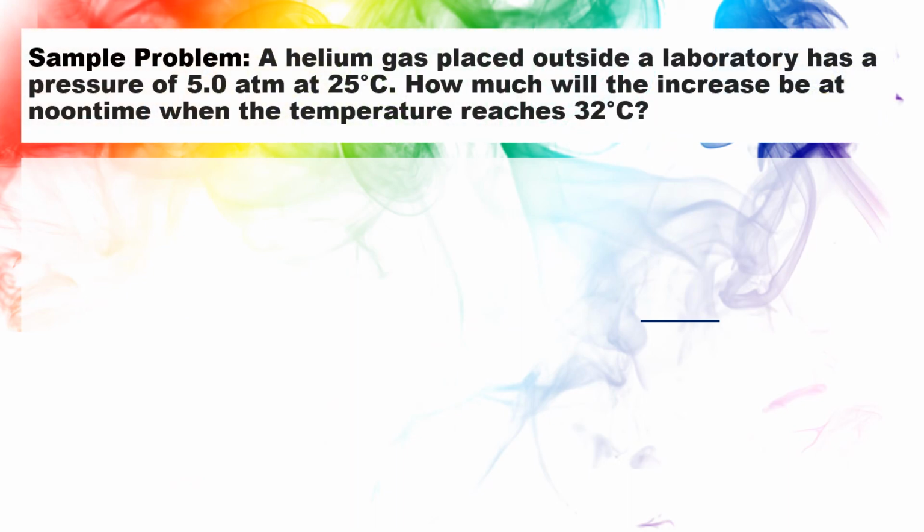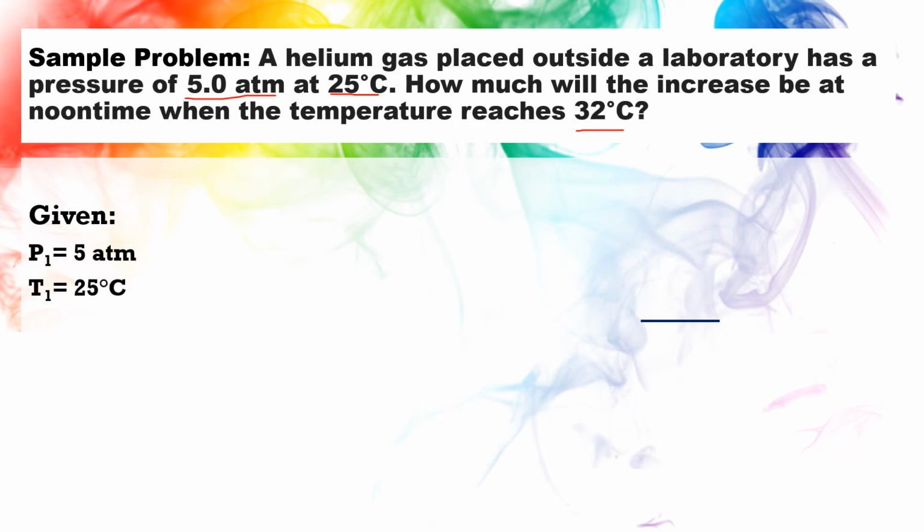Let's try this example. A helium gas placed outside a laboratory has a pressure of 5 atmospheres at 25 degrees Celsius. How much will the pressure be at noontime when the temperature reaches 32 degrees Celsius? So we have here 5 atm. We also have temperature. So the unknown is the final pressure. So we write the given.